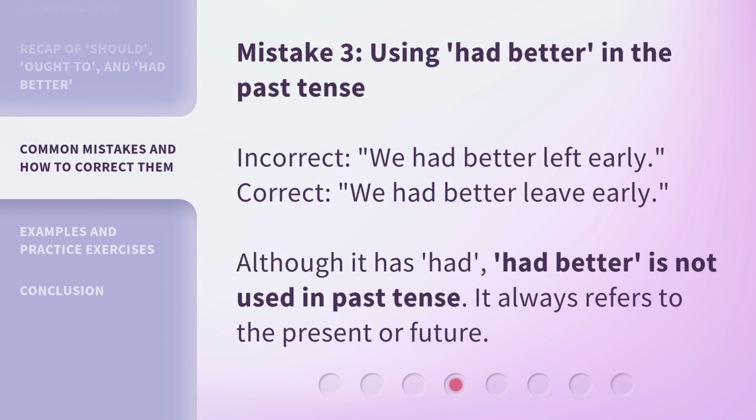Mistake 3. Using had better in the past tense. Incorrect. We had better left early. Correct. We had better leave early. Although it has "had", had better is not used in past tense. It always refers to the present or future.